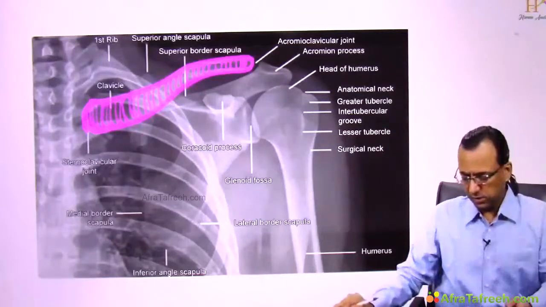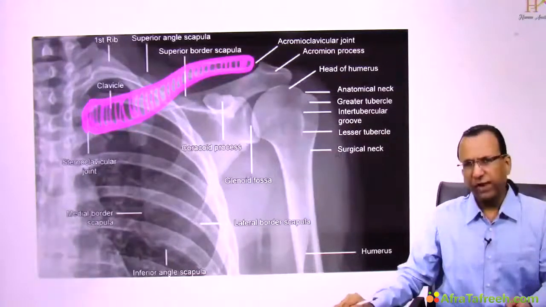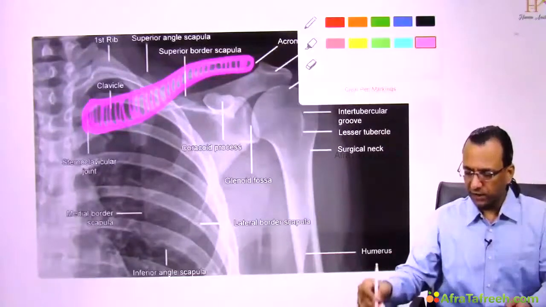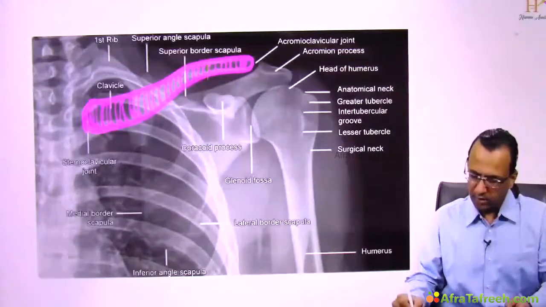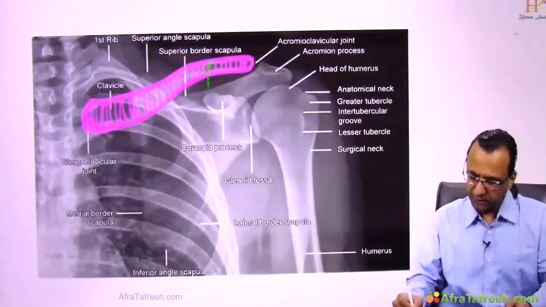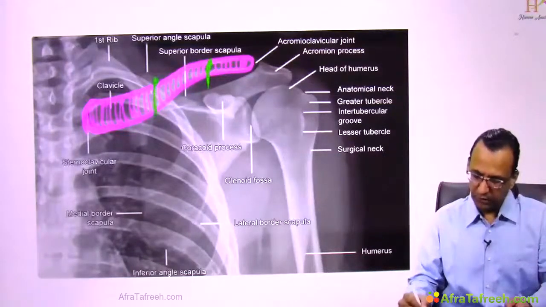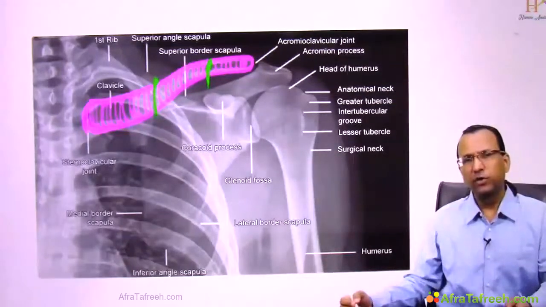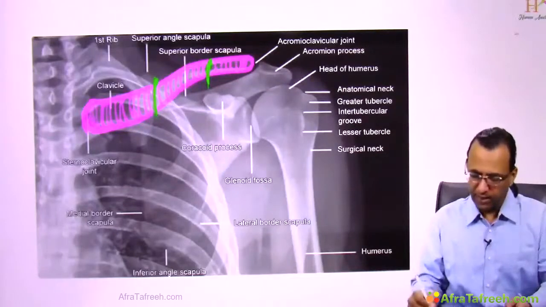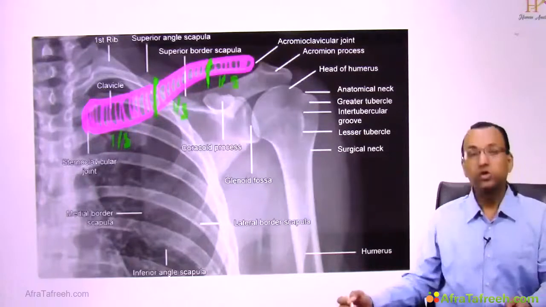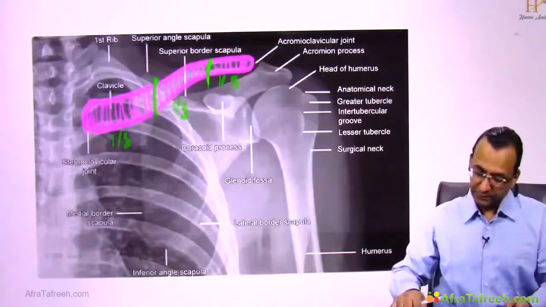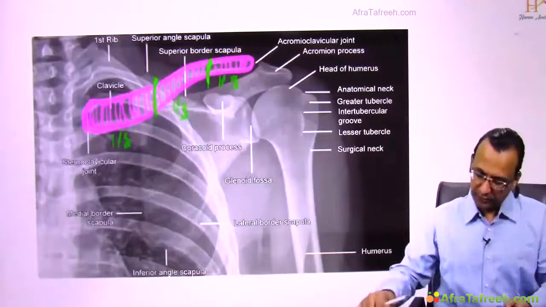And what else? You know, the fracture of the clavicle bone is at the junction of the lateral 1/3 and the middle 1/3. Oh, the clavicle is divided into thirds. Yes, it is medial 1/3, middle 1/3 and lateral 1/3. So where is the fracture?